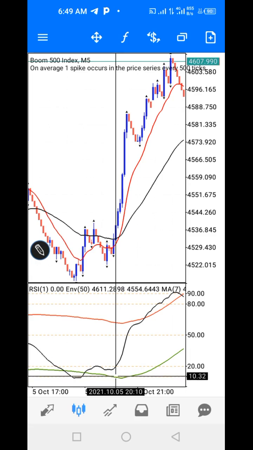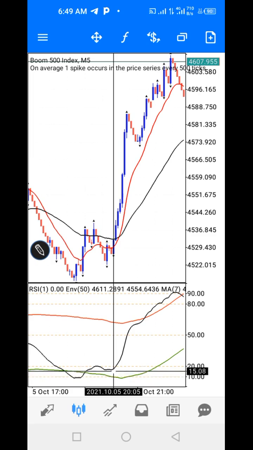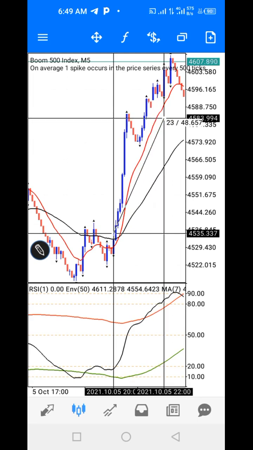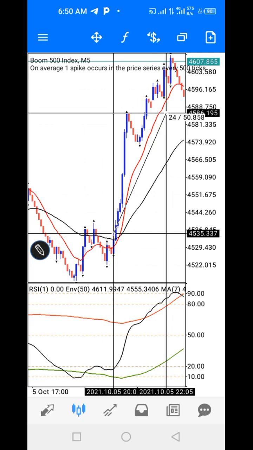So that was why you can enter for a long like this. You take 25 to 50 pips as the case may be. You can see you even have more than that, right? You have 50 pips already. This is on the 5 minute time frame.